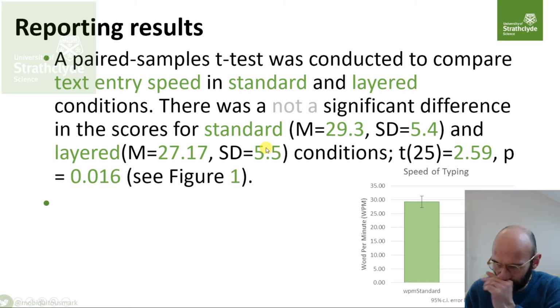And what do you do with it when you've got it? Well, for a paired samples t-test, you write a sentence like this. The green stuff is my study stuff, the grey stuff is stuff that doesn't apply here. A paired samples t-test was conducted to compare text entry speed in standard and layered conditions. There was a significant difference in the scores for standard, give the mean and the standard deviation, and layered, mean and standard deviation, conditions. Then you give t of 25.